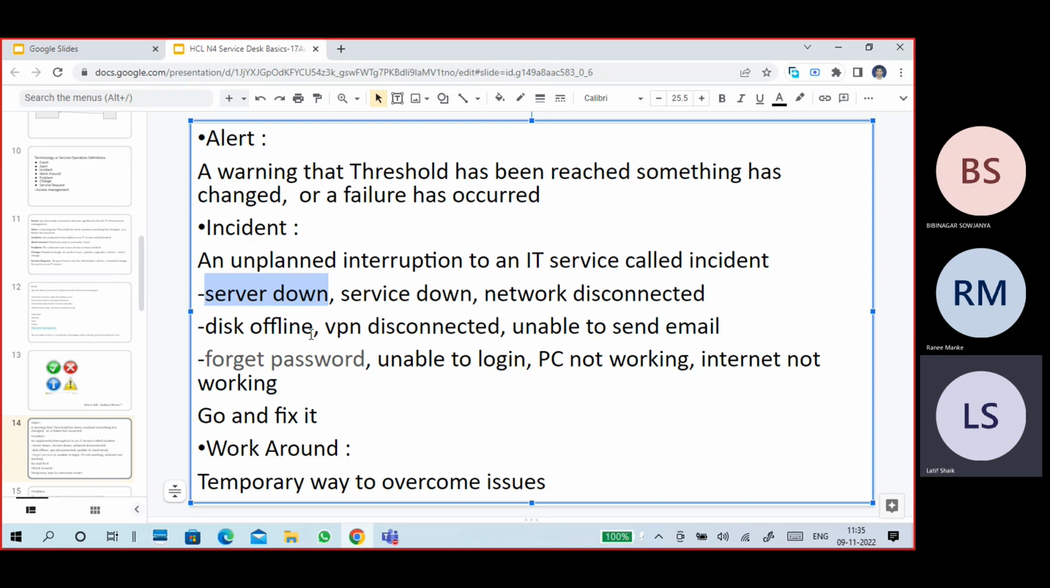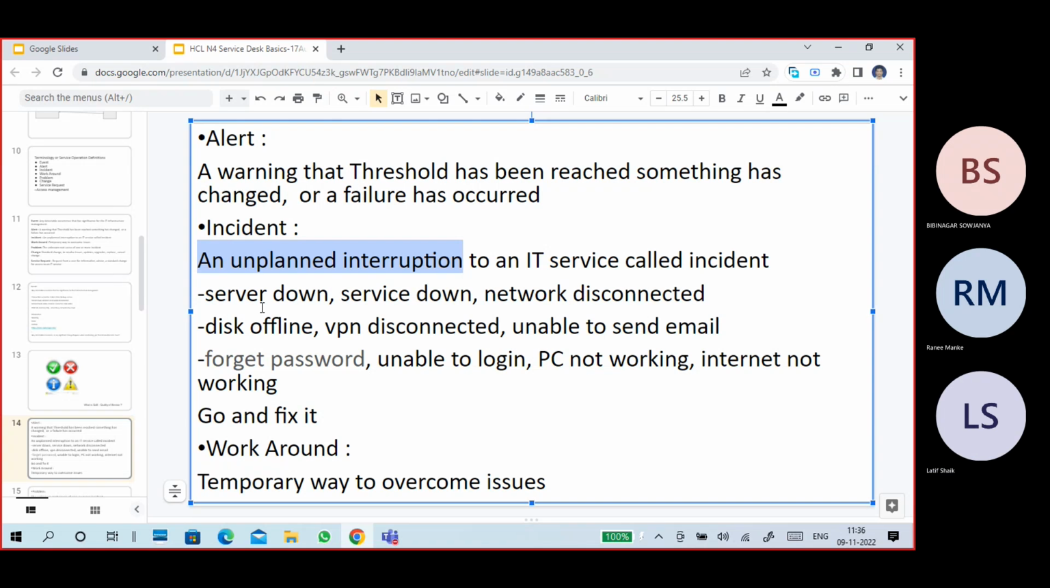So server down, but service is still available. Even that also we have to consider as an incident. So server down, service down, network is disconnected, internet has stopped working, unable to send or receive mails, your disk is offline, VPN is disconnected, unable to log in, PC is not working. These are all not working kind of stuff. Errors also come under incident.